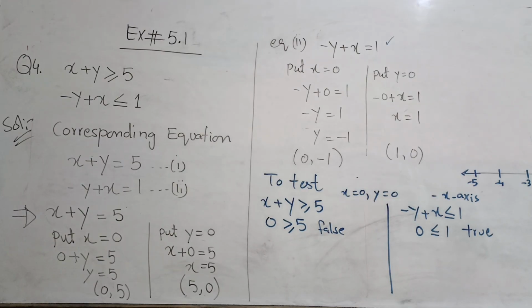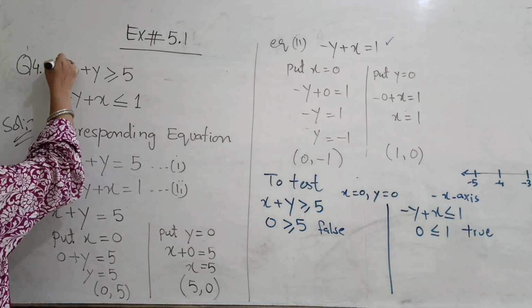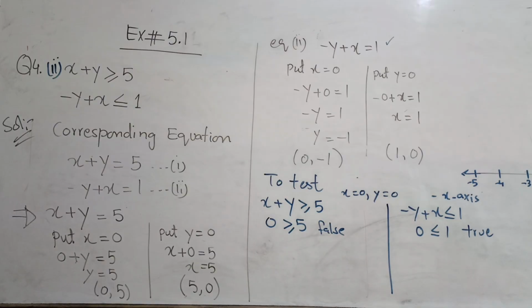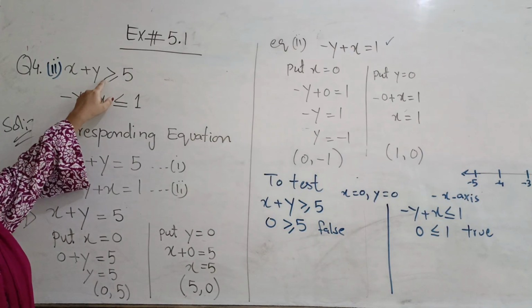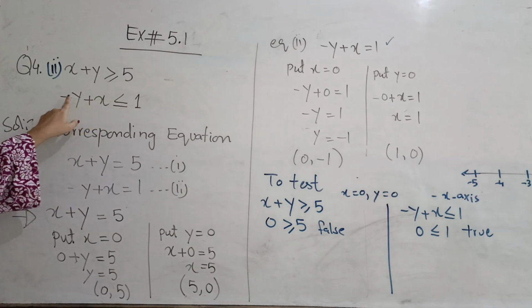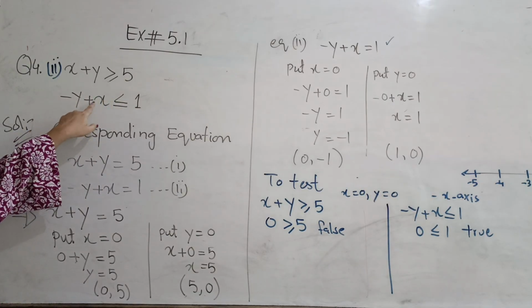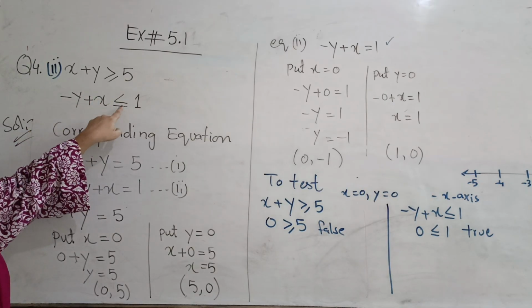So today the last question of this exercise 5.1 is question number 4. This is the second part of this. Question number 4: x plus y is greater than or equal to 5, and minus y plus x is less than or equal to 1.